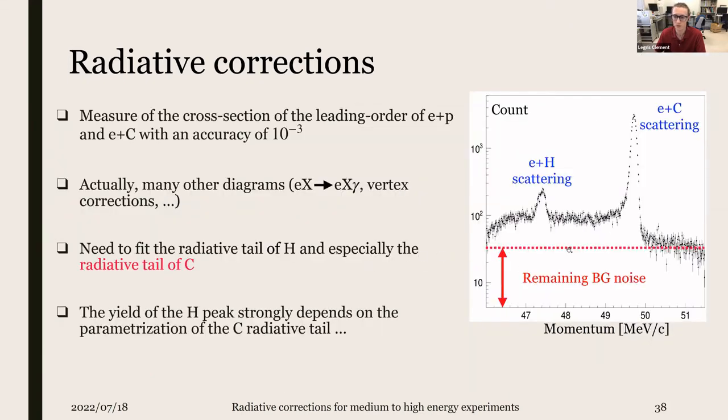And we need to fit the radiative tail of carbon. In the case of our experiment, we also need to fit the radiation tail of the electron-carbon scattering. And as you can see, this tail is really large compared to electron-hydrogen scattering. So the yield of the hydrogen peak really depends on the parameterization of the carbon radiative tail, and we need to fit it really precisely.